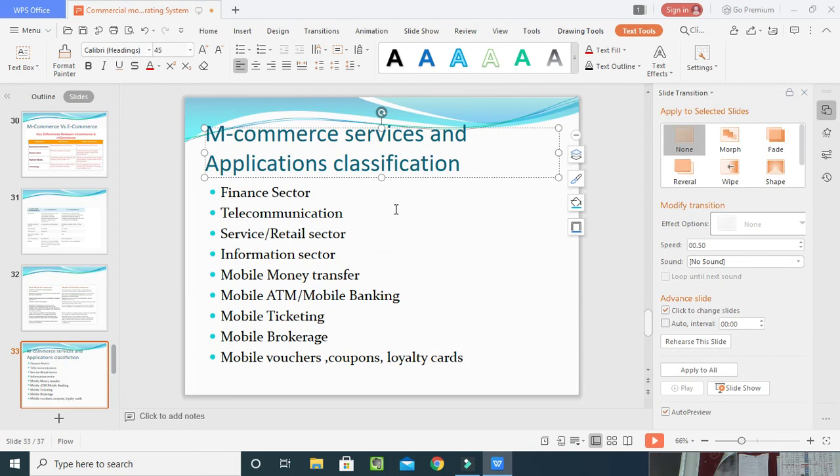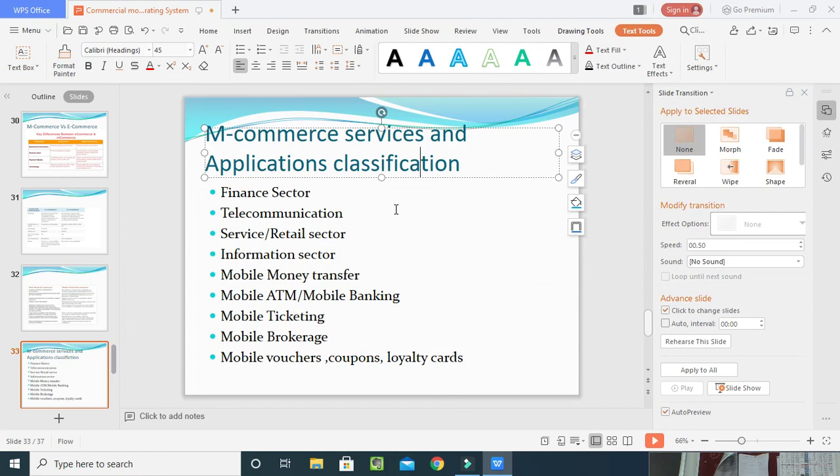How will the service sector work? After downloading the app, it will show the name, address, and contact number of the person, where the company has to fulfill the requirements. Now the information sector: it will collect the information of individuals or groups of people of a company. And mobile money transfer: with the help of mobile, we can transfer money through Google Pay, Paytm, and all these things. Mobile banking is also taking place.